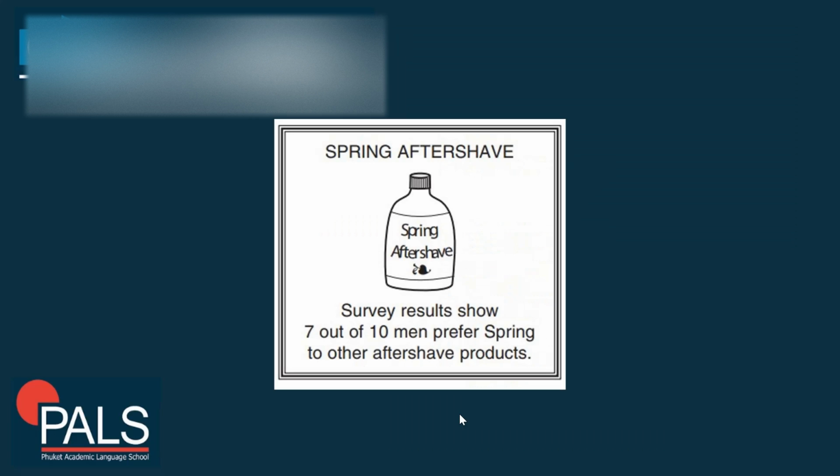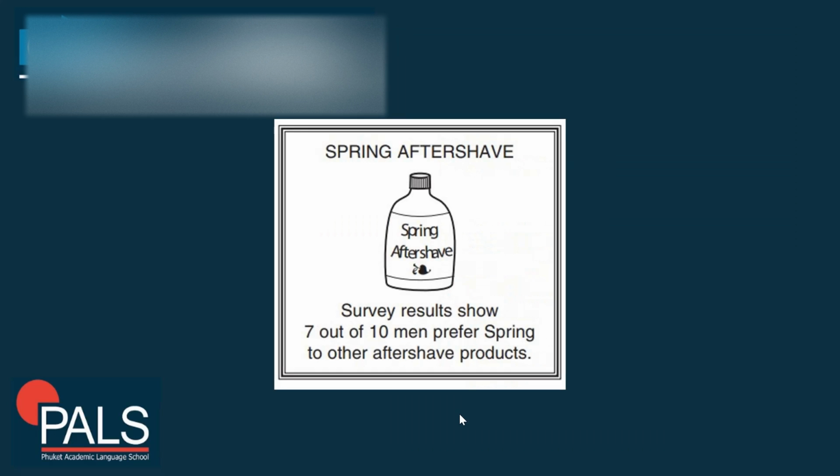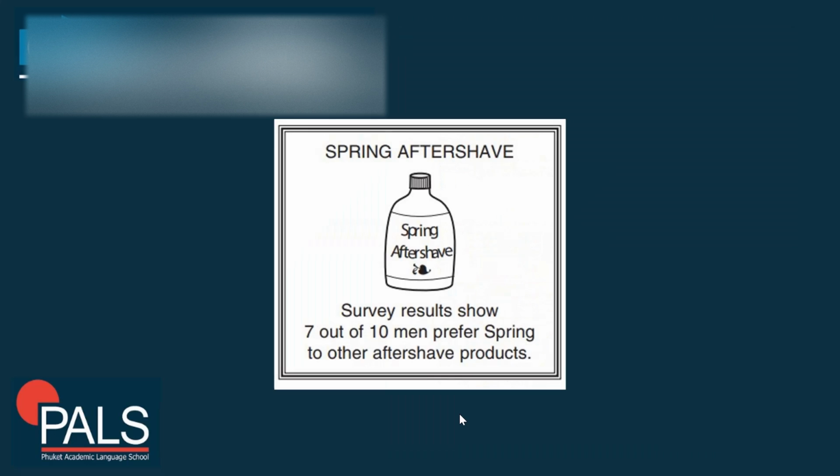If we have a look, there's nothing telling us the price. So clearly value would not be what they're selling. D, appealing fragrance. They don't mention the fragrance at all. The only possible indication of fragrance is that little piece of fruit, which looks like a peach or a cherry. And effectiveness, they do not mention the effectiveness in any way. So it's just 7 out of 10 men. 70% love it. It's going to be great.